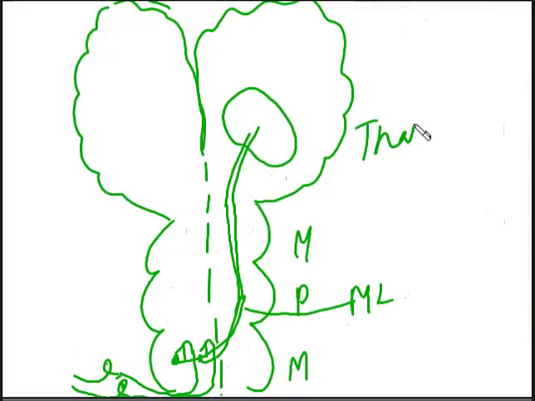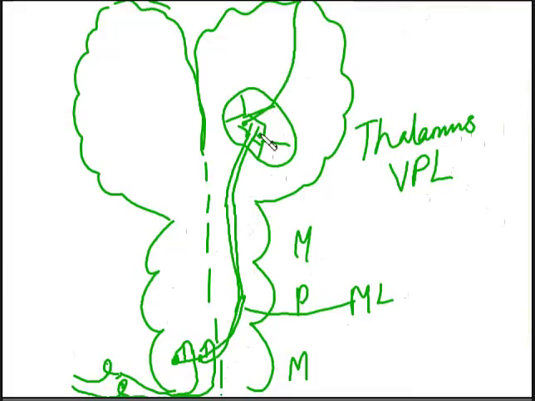This thalamus is subdivided into many different parts. This goes and synapses in a part called the ventro-posterolateral nucleus of the thalamus. So the medial lemniscal fibers synapse here, and the third order neurons begin in the ventro-posterolateral nucleus of the thalamus. From here, they pass out and go to the sensory cortex of the brain, which is in the parietal lobe. So this is the parietal lobe.